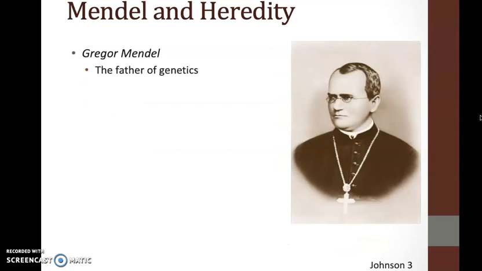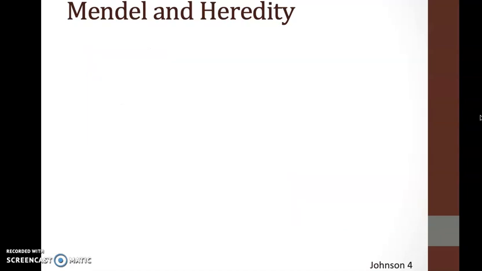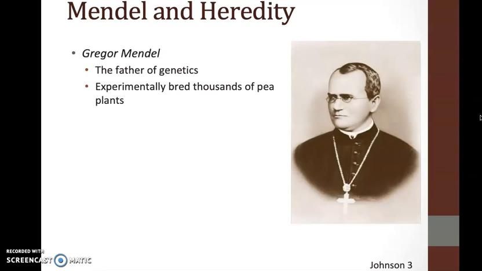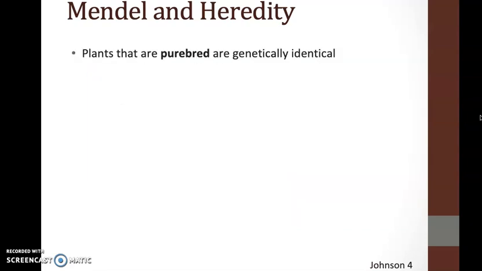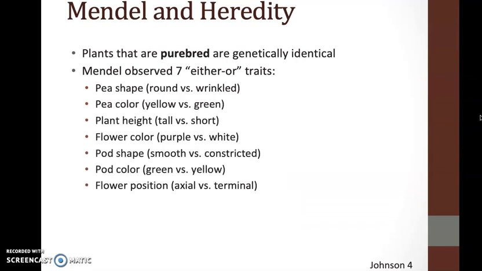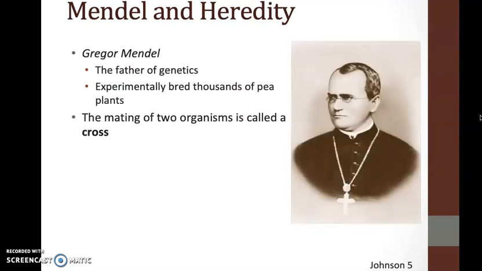So Gregor Mendel, we consider him the father of genetics. He experimentally bred thousands of pea plants together, and he was a monk, so he didn't really have much else to do. He's living in a monastery, and he was a pretty good scientist, though. He designed tons and tons of experiments and then looked at their offspring. What did he do exactly? He crossed, or he mated two pea plants together to look at their offspring.